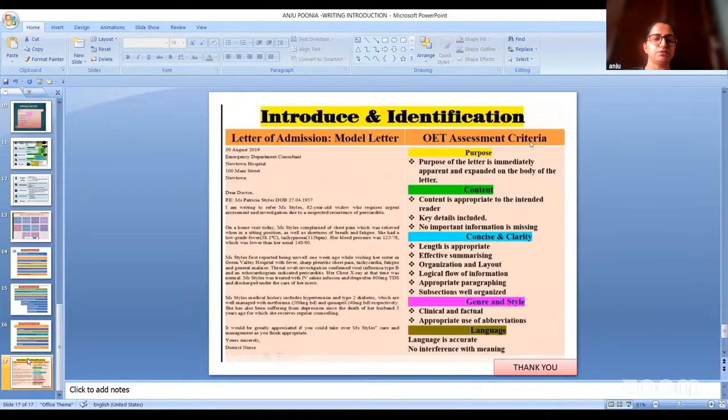Same, we need to mention its cohesiveness, and we need to use good language, and it's a formal language. It means we can't use informal language in an OET letter. Hope it's clear.